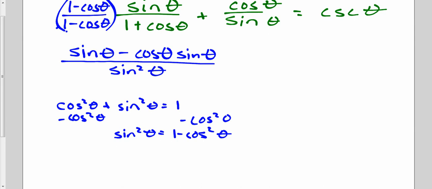Now, you know what I shouldn't have done? I shouldn't have distributed this times this, should I have? I shouldn't have done it. I should have just left it 1 minus cosine theta times sine theta. Why do I say that? Ooh. Let me do that. So I'm going to leave this the way it should have been left.